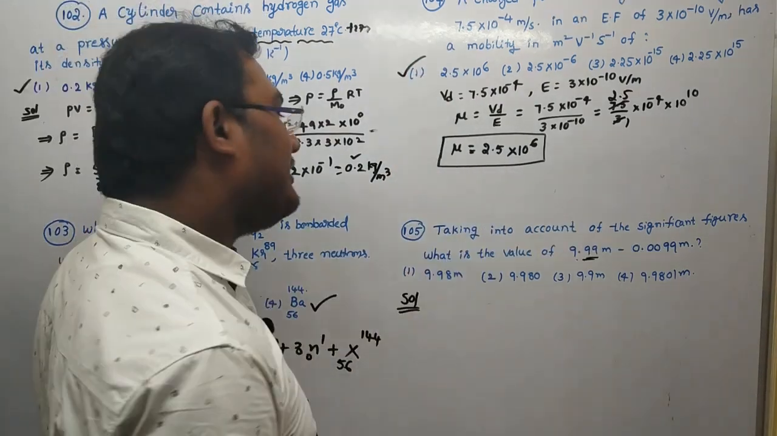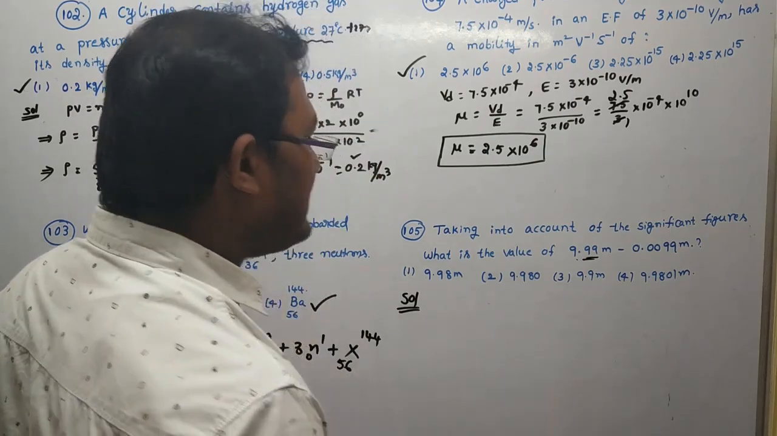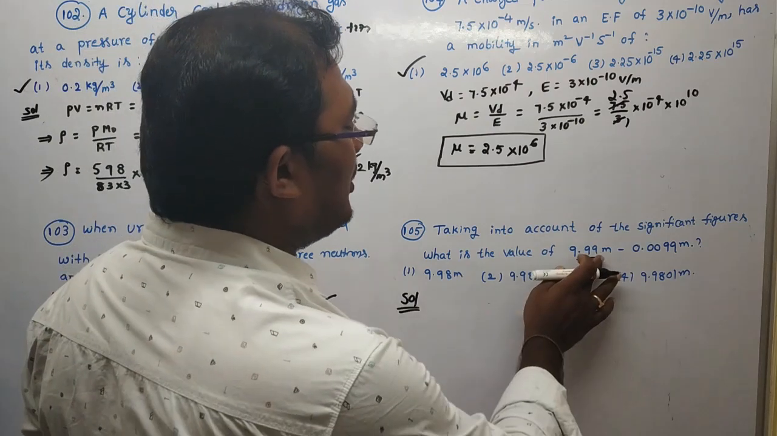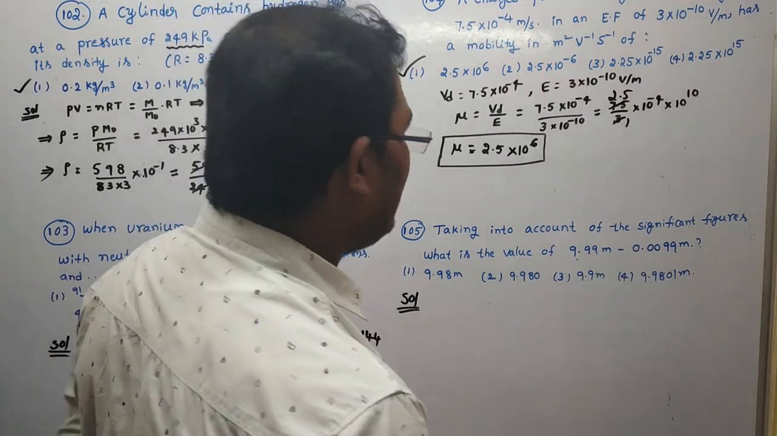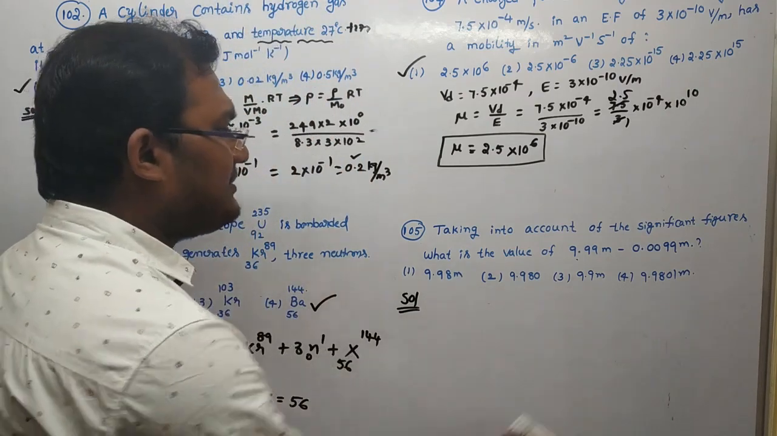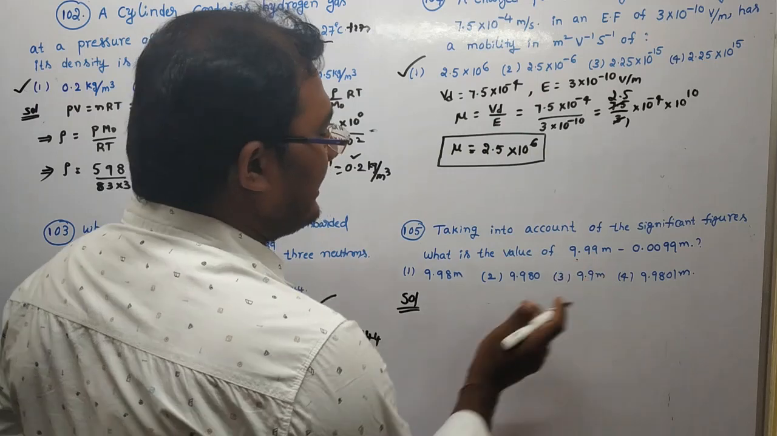Next one, taking into account significant figures, what is the value of 9.99 meters minus 0.99 meters? First we initially subtract this value from the 9.99.